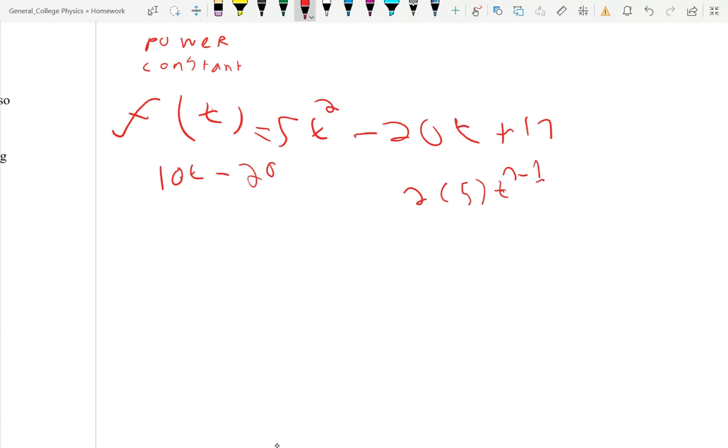And then minus 20 t to the 1 minus 1. All right. Yes, that makes it real clear. You know exactly that's how I got there. Okay. All right. Good job.